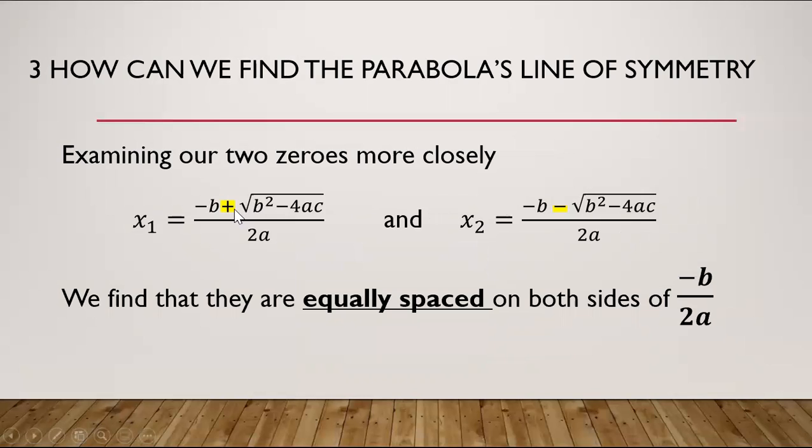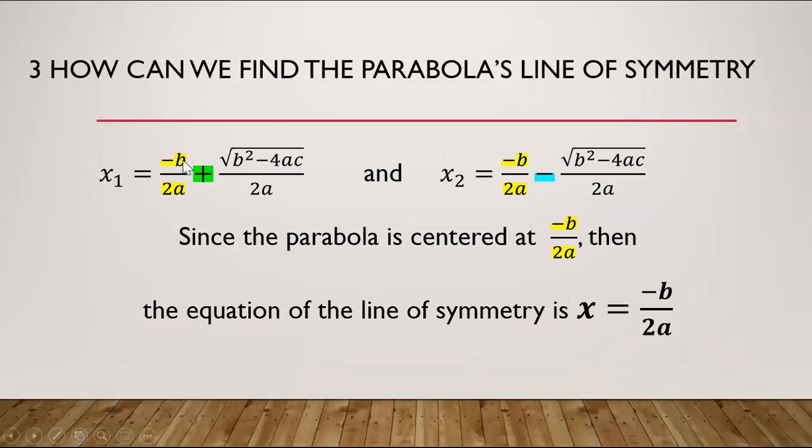If we look at this, we're going to find that both of these x values are equally spaced on both sides of negative b over 2a. See, this is plus and this is minus. Maybe if I split these into 2 fractions for you, you'll see it easier. So negative b over 2a plus this, negative b over 2a minus this. Since the parabola is centered at that point, negative b over 2a, the equation of the line of symmetry will always be x equals negative b over 2a.